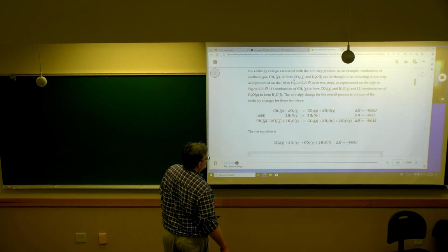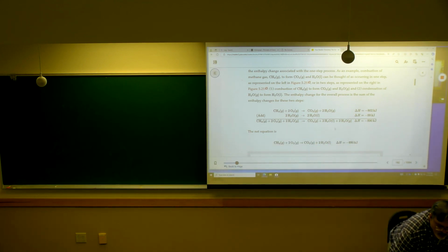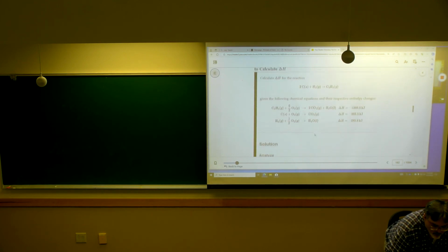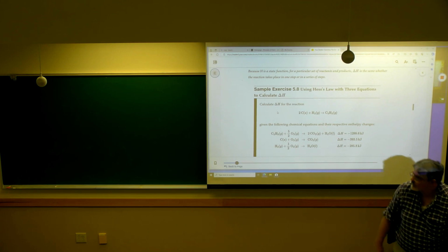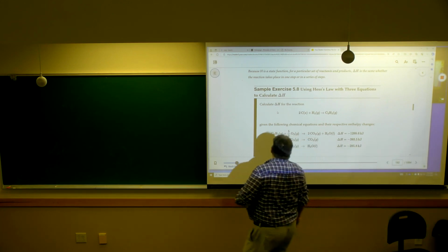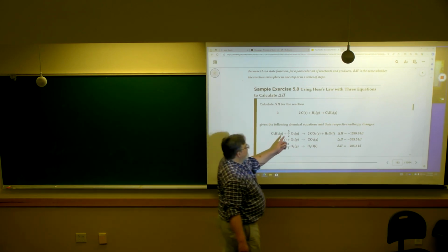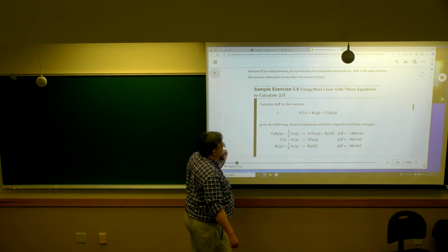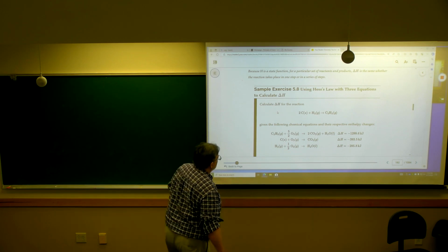That equation. Let me try another example. All right, let's do this one. So what is the delta H for this reaction? So what you'll do, the other one was just adding them up, so I didn't want to do it that way.